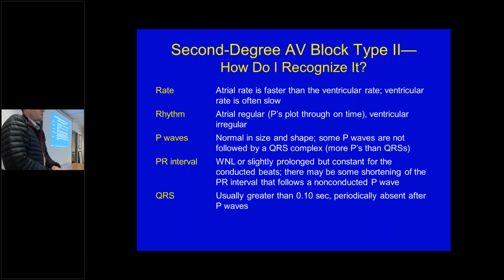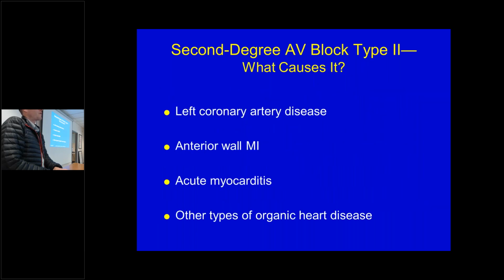All right, so the P waves are normal size and shape, and then some of the P waves are not followed by a QRS. The PRI is usually within normal. It can be normal or it can be a little bit prolonged, but it's the same. All right. So does that make sense in differentiating second degree type 1 and type 2?